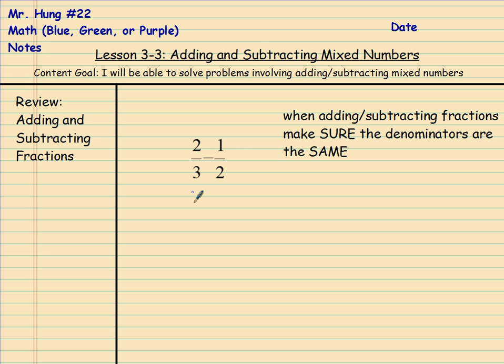So we have to change 2/3 to something over 6 and 1/2 to something over 6. 2/3, that's 4 over 6, and 1/2, that's 3 over 6. The denominators are the same. Now we can subtract. 4 minus 3 is 1. We keep the denominator, we get 1/6. That's how we add and subtract fractions.